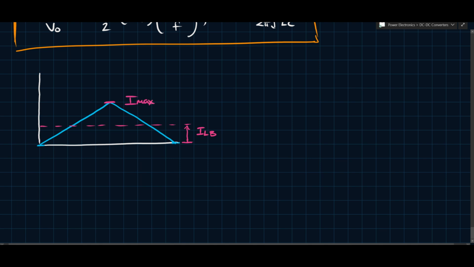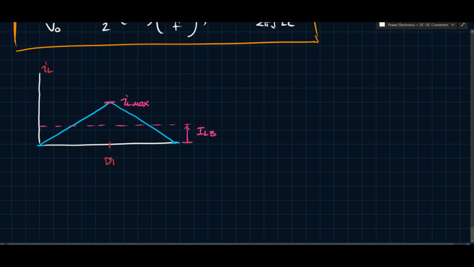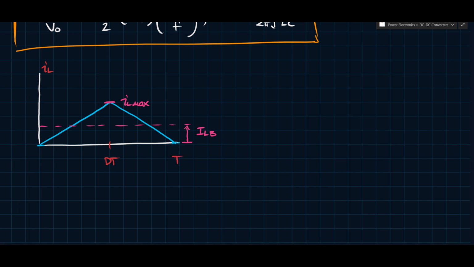You can call it IL max. We called it IL max before, so let's call it IL max again, just to be consistent. So this will be IL max, and that's always IL max, whether it goes up or down. It makes no difference really, but in this case it's useful for us. This is IL, and this here is dt, and this here is t, right? I've drawn it symmetrically. You probably shouldn't have, but it makes no difference overall to the entire analysis, really.